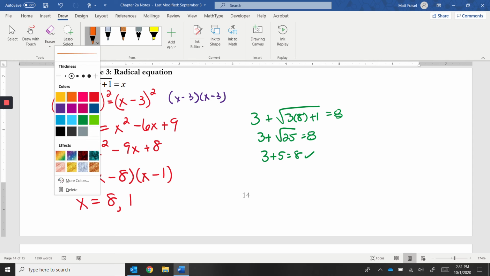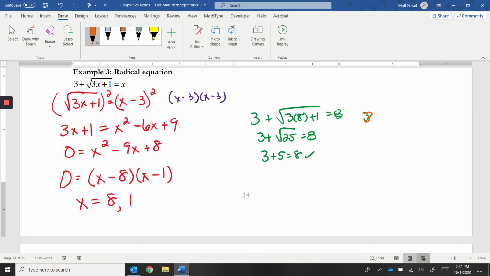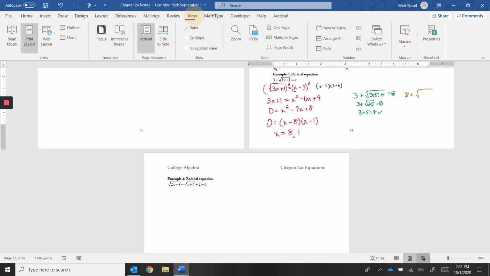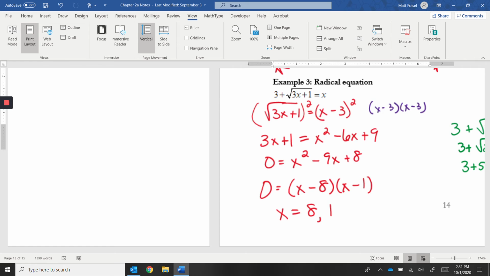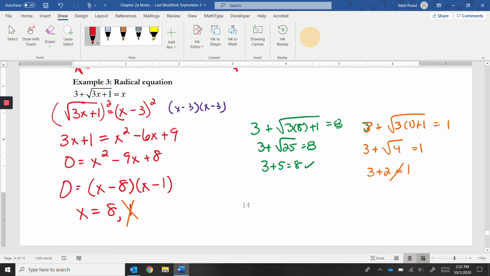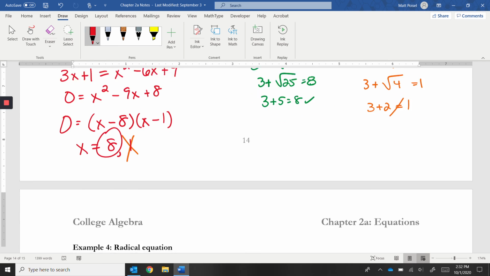Now let's check the other one. We're going to plug in 1 this time. So 3 times 1 plus 1, that's 4. So 3 plus 2 equals 1. That is not going to work. So that means 1 is not an answer, and 8 is our only possible answer. If you try to give me both, you will not earn full credit. Again, you must absolutely check your answers with radicals.